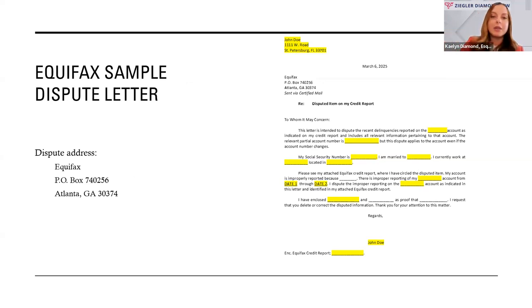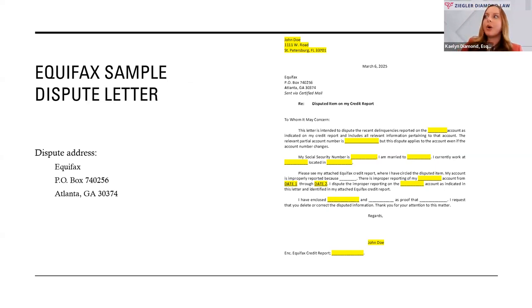This is the exact same letter, but tailored to Equifax. Again, this is a service that my firm offers for free, providing you with these template letters and or helping you as needed to fill them in. And we also take them through the whole dispute process for you for free, because it is one of our goals to help educate the consuming public on how best to make sure the information on their credit report is accurate.